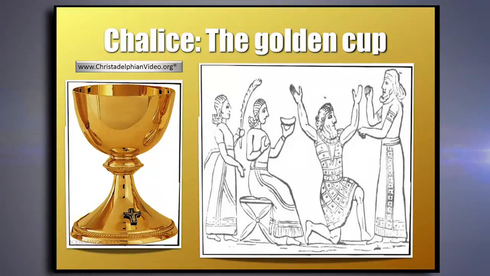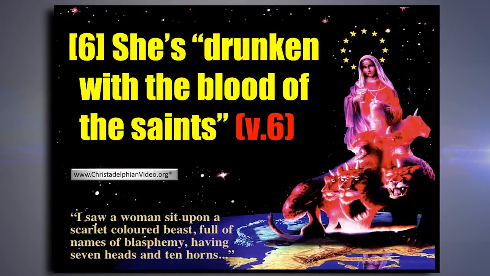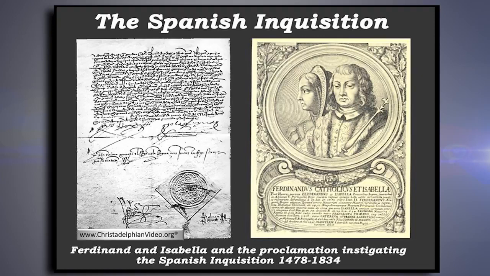And we know, if we trace the history of the chalice, it's Babylonian. That's where we first read of the chalice in history. And so this is Babylon the Great, the mother of harlots. She's drunken with the blood of the saints. And we've already mentioned here the Spanish Inquisition. This is King Ferdinand and Queen Isabella in Spain that signed with the Pope the Spanish Inquisition. That's the actual transcript there. And I think it was about, yes, we've got it there, just under 400 years. If you're a Bible-believing Jew or Christian, you were put to death.